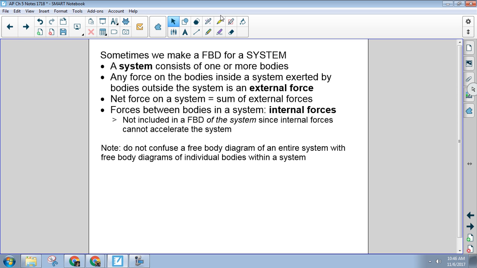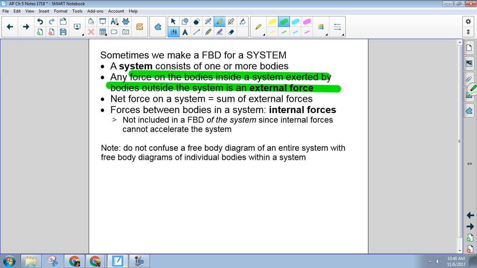So when you draw your free body diagram, here's what I'm trying to say and not doing a great job of. When you make a free body diagram of a system, you want to identify forces that come from objects that are outside of the system. And then the net force on your system is the sum of all of those external forces. Forces between bodies inside a system are called internal forces, and you don't include those on the free body diagram.